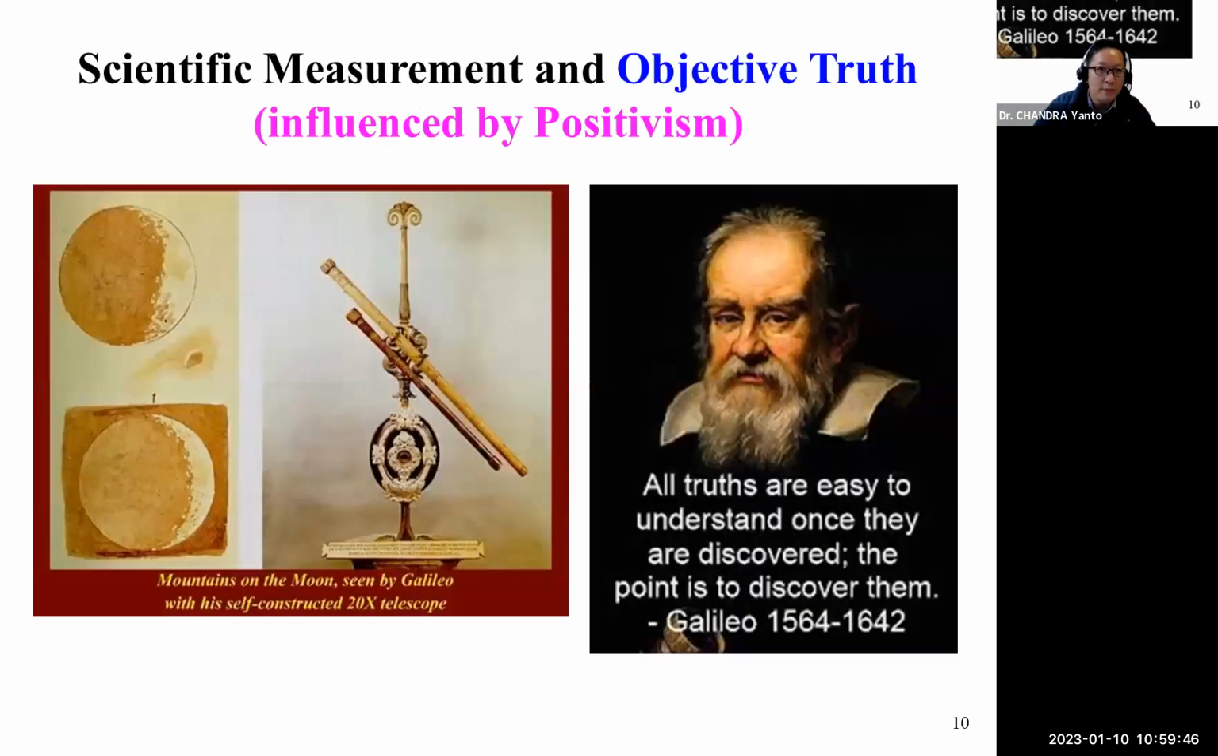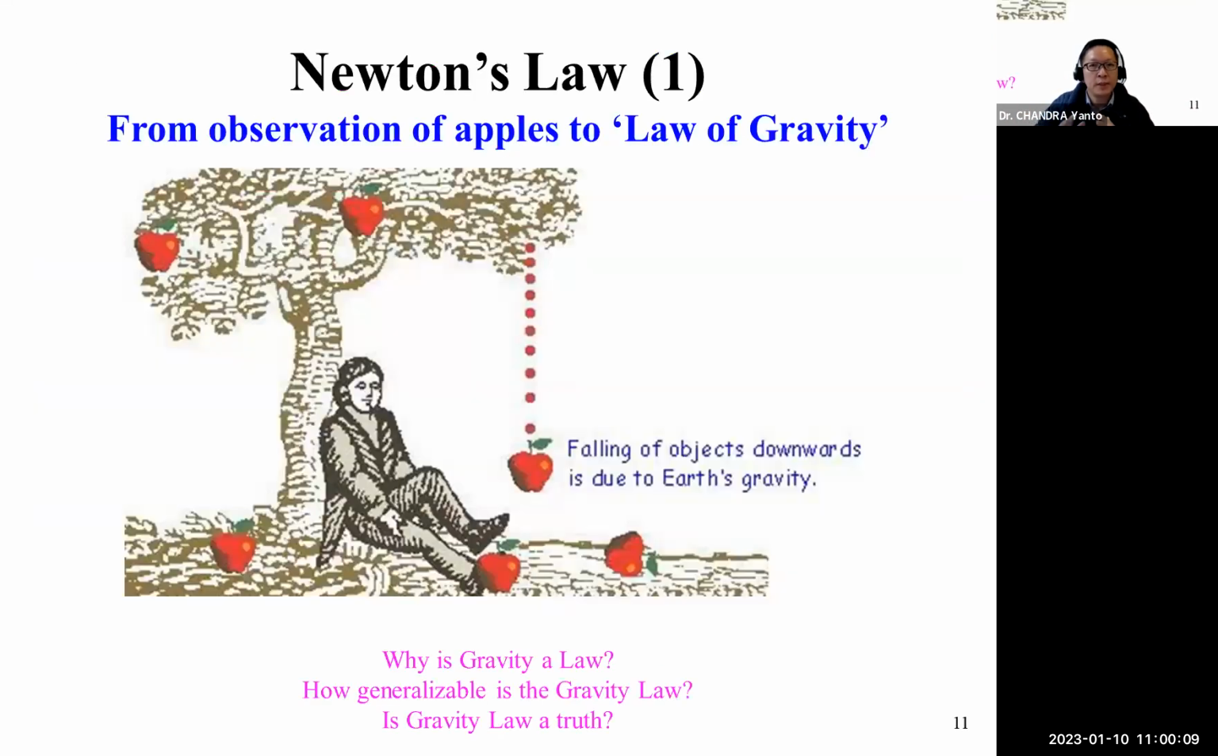So this is just another example. So what Galileo has done is finding this objective truth. This is called positivism, and this is facilitated by the scientific measurements that he made, using the telescope, which he invented.